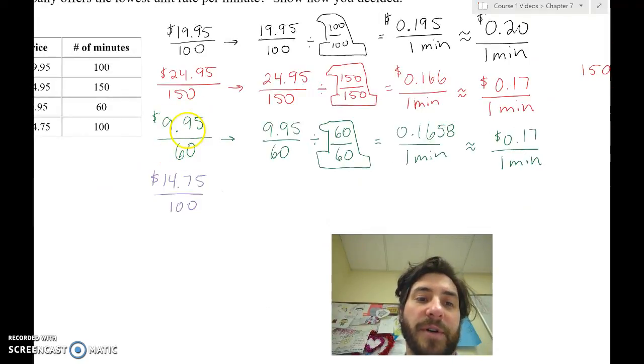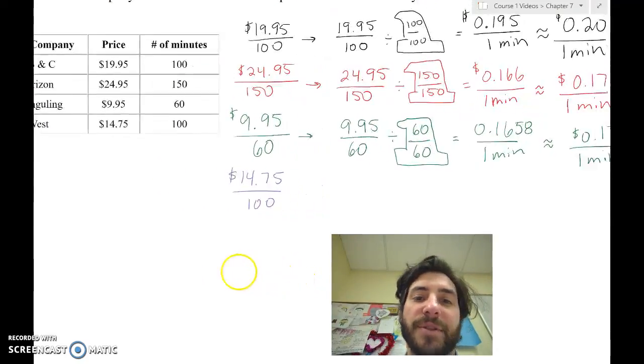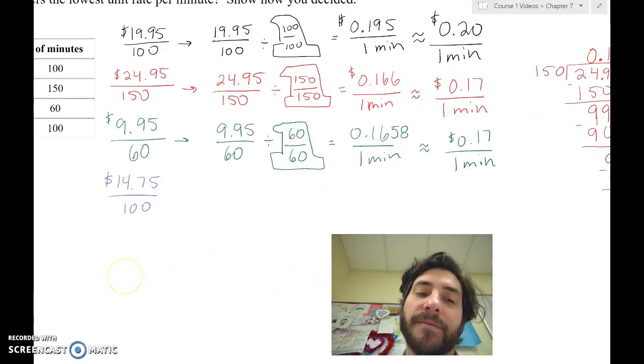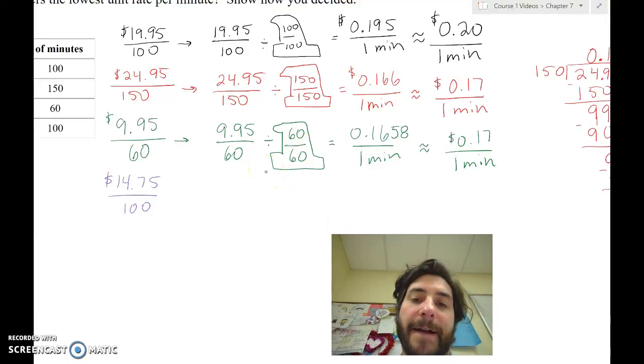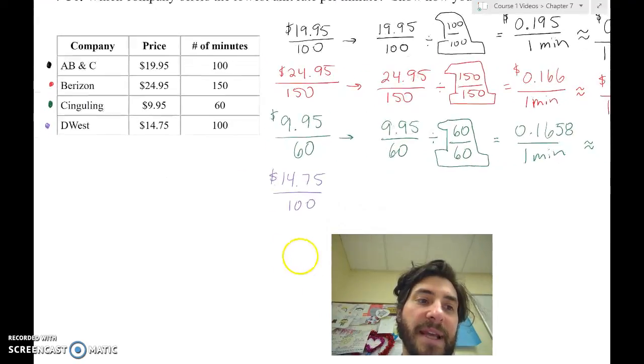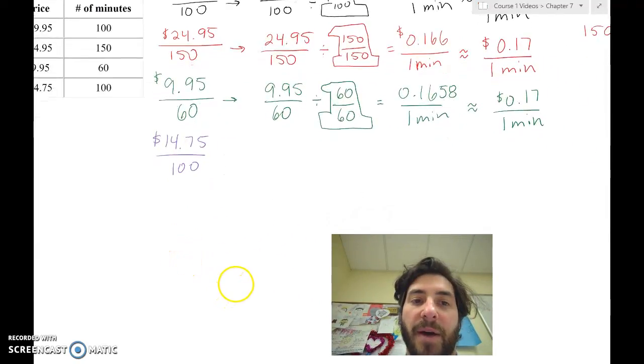For the green one here, Chinguling Wireless, I divided both of them by 60 to find out how much in 1 minute. So that was the kind of key, using the giant one to find out how much per minute. And then when I did that, I went ahead and rounded it. I got that this one was a little bit less, and now let's see. So Chinguling might be a little bit less than Verizon.